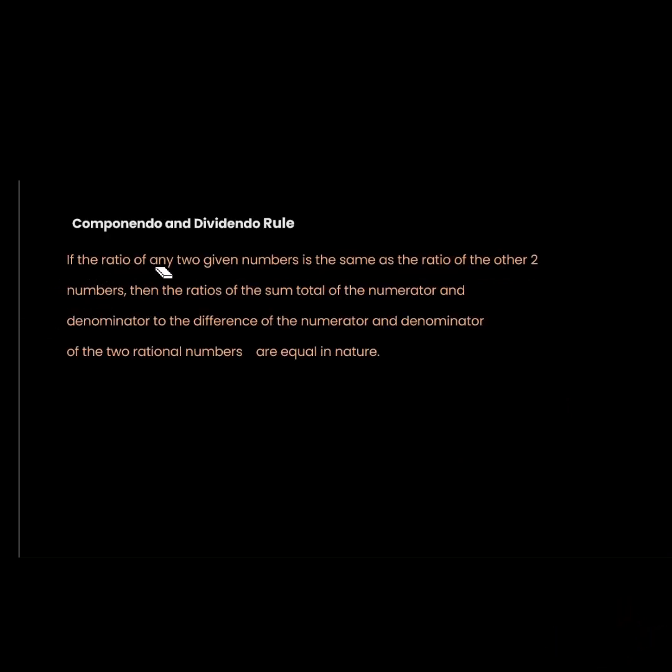If the ratio of any two given numbers is the same as the ratio of two other numbers, then the ratio of the sum of the numerator and the denominator to the difference of the numerator and denominator of the two rational numbers are equal in nature. So is it a bit confusing? Yes, it is. So let's understand what it is.